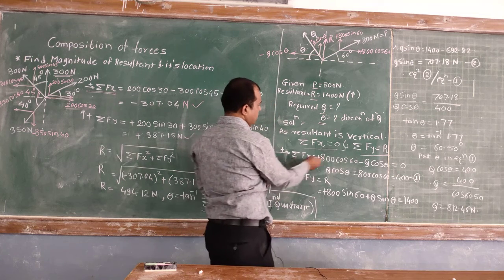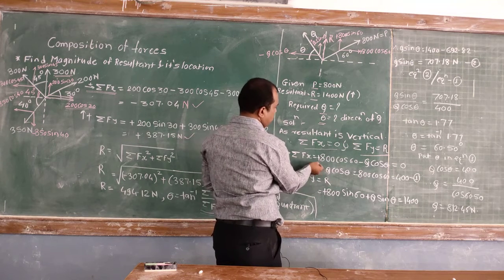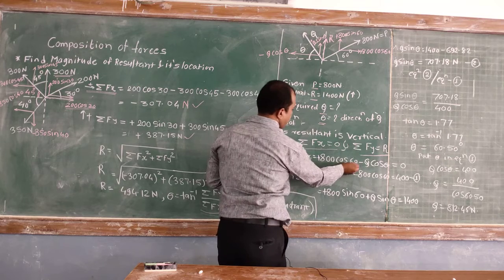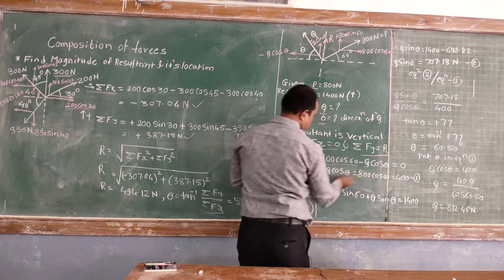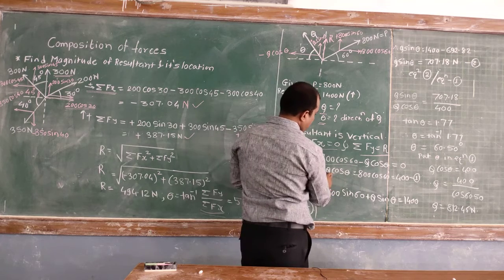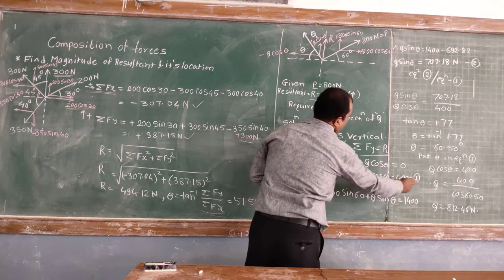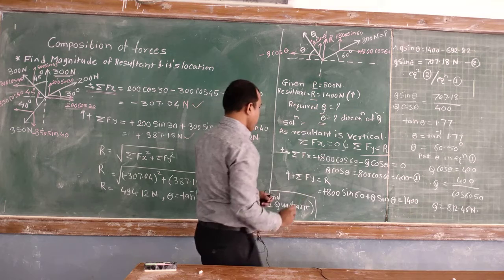Now the summation of Fx is equal to 0, as given. So substitute the values: 800 cos 60, and the other one is minus Q cos theta. Solve this equation, and you will get Q cos theta equal to 400. Let's call this equation number 1.